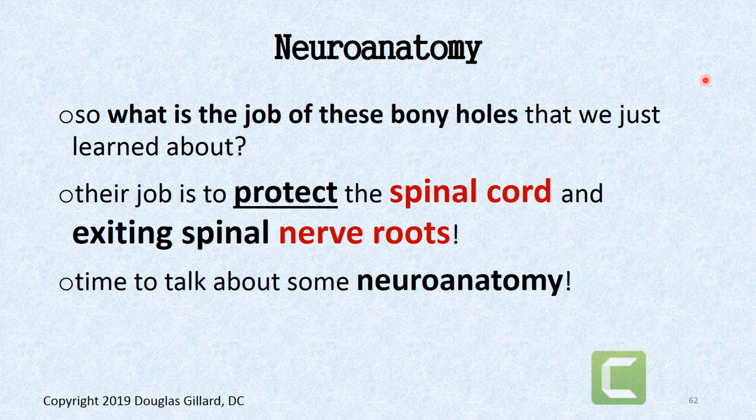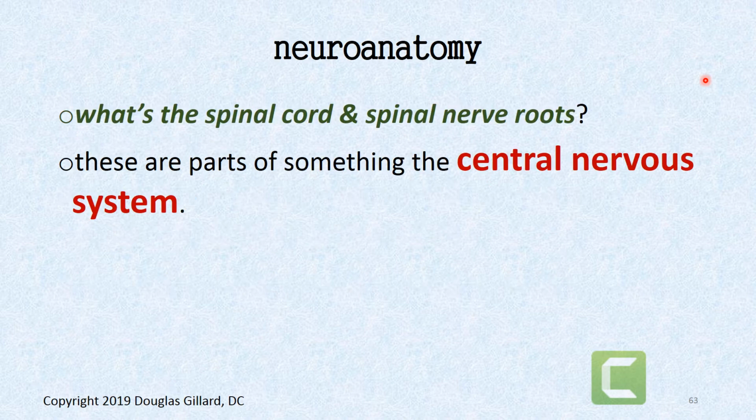So what we just talked about, these holes, the vertebral foramen and the neuroforamen. What do they do? We need to learn a little neural anatomy right now so we can understand what they do. Their job is protection. A bony hole is for protection. They protect the spinal cord. They protect the exiting spinal nerve roots. So it's time to do some neural anatomy.